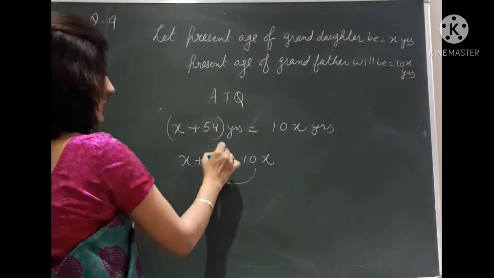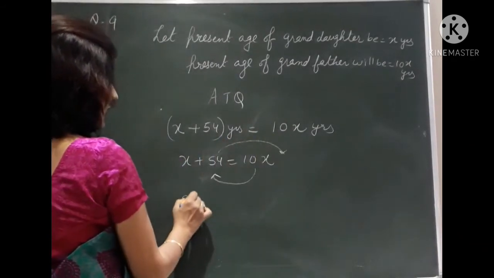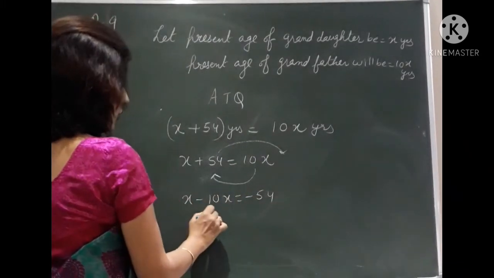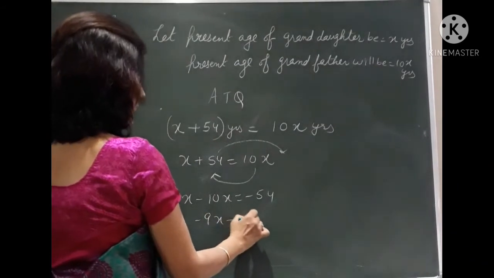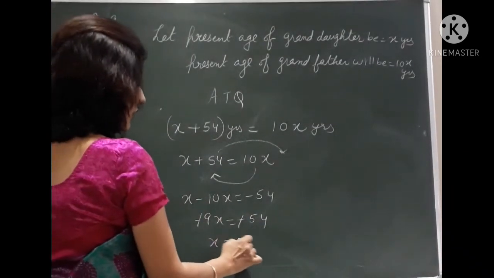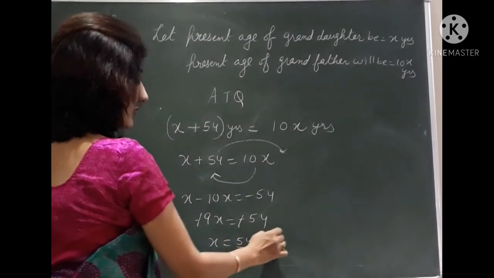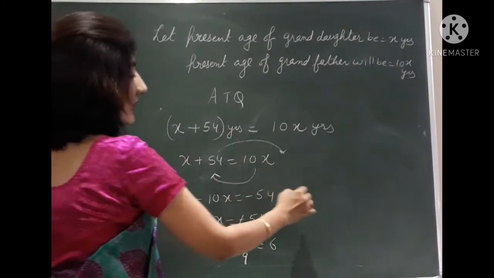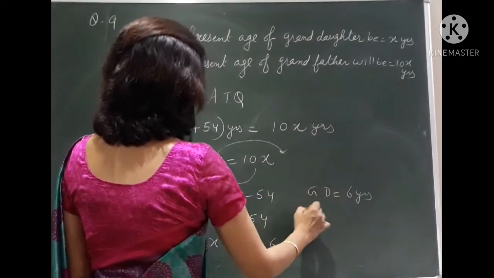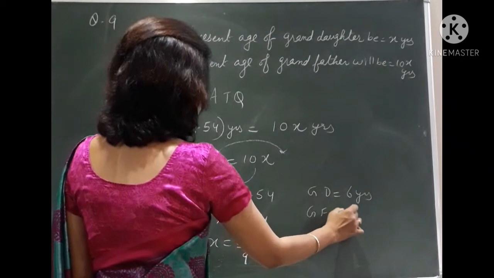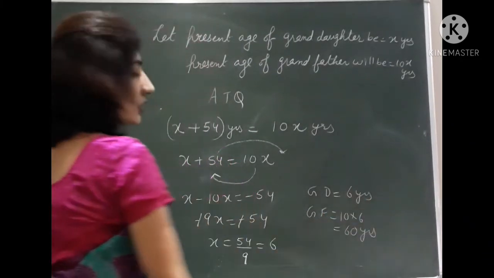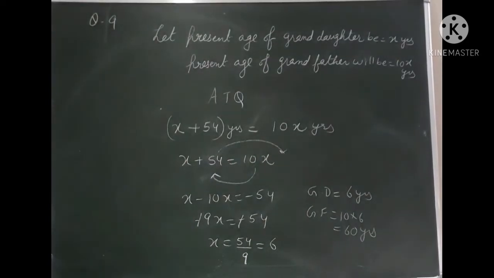Transpose 10x to left hand side and 54 to right hand side. X minus 10x equals to minus 54. So minus 9x equals to minus 54. Minus minus cancel. So x equals to 54 divided by 9, that is 6. That means the granddaughter is 6 years old and grandfather is 10 into 6, that is 60 years old. So this way we have to do question number 9.